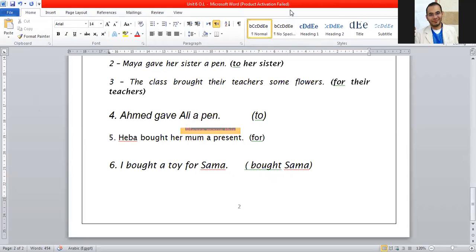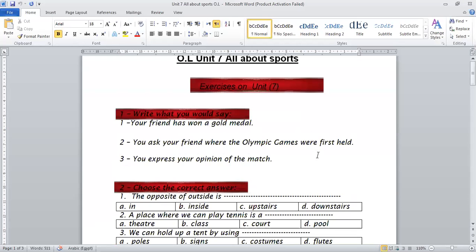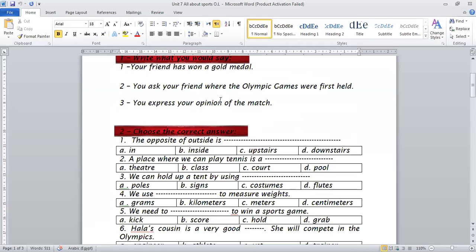Now let's try to finish some questions about Unit 7. All about sports. The first exercise, situation. Your friend has won a gold medal. What would you say to him? Congratulations. Very good. You can say congratulations. You can say well done, and so on.